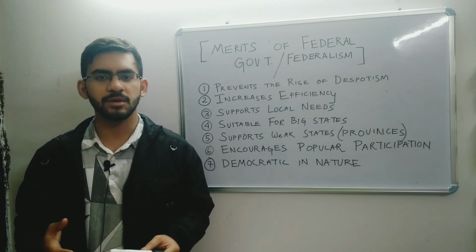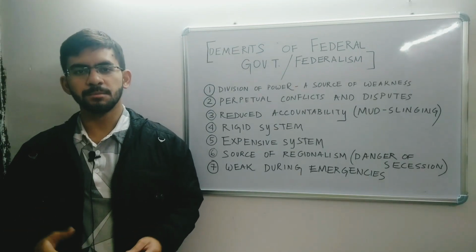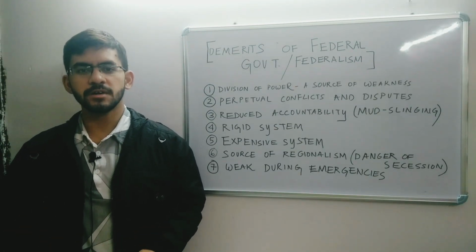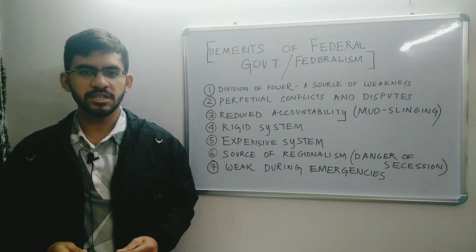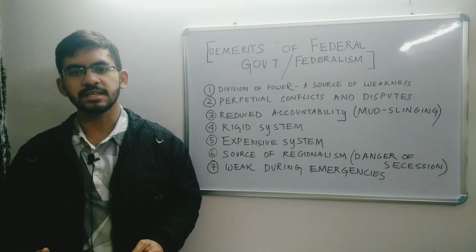So that's actually one of the merits of a federal system. Now let us come to the demerits of federalism. First of all, the system of division of powers becomes a source of weakness for both the central and the state governments.